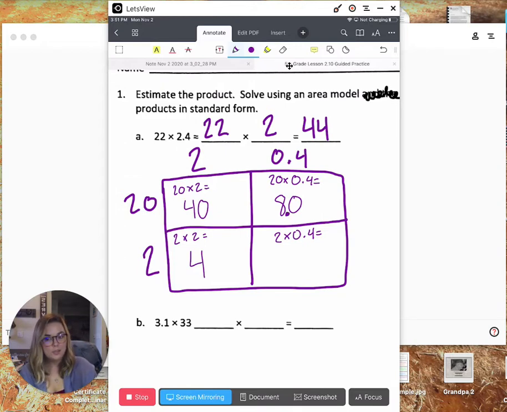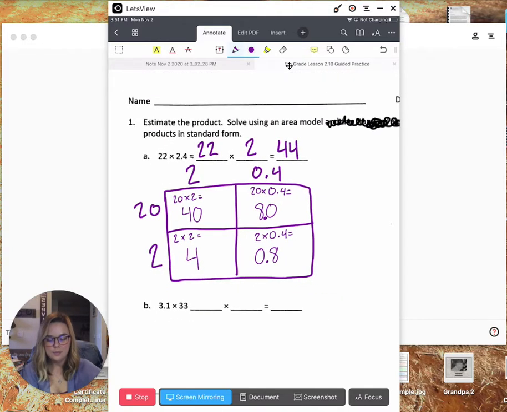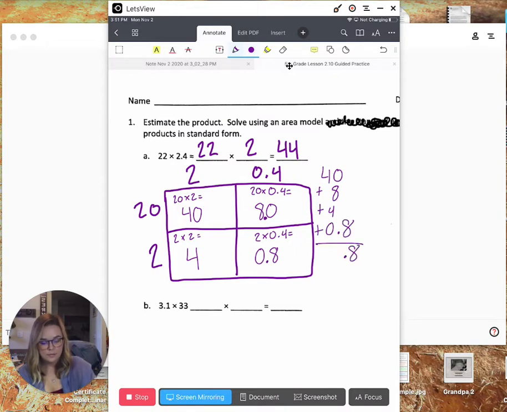For the next number, I'm going to do the same thing. I know 2 times 4 is 8. And again, I have one number behind my decimal point, so I'm going to have one number behind my decimal point in my product, and I'm going to add that 0 into the beginning to get 8/10. And then I can add 40 plus 8 plus 4 plus 8/10. And I get 52 and 8/10. And that's pretty close to 44, so we're on the right track.